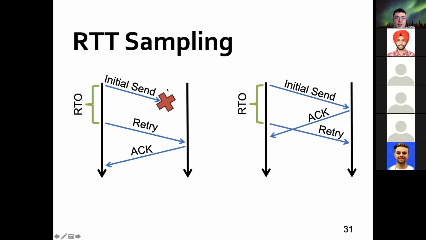And again, the sampling only considers successful transmissions. We are not considering the retransmission, because if you have a retransmission, there's an ambiguity.